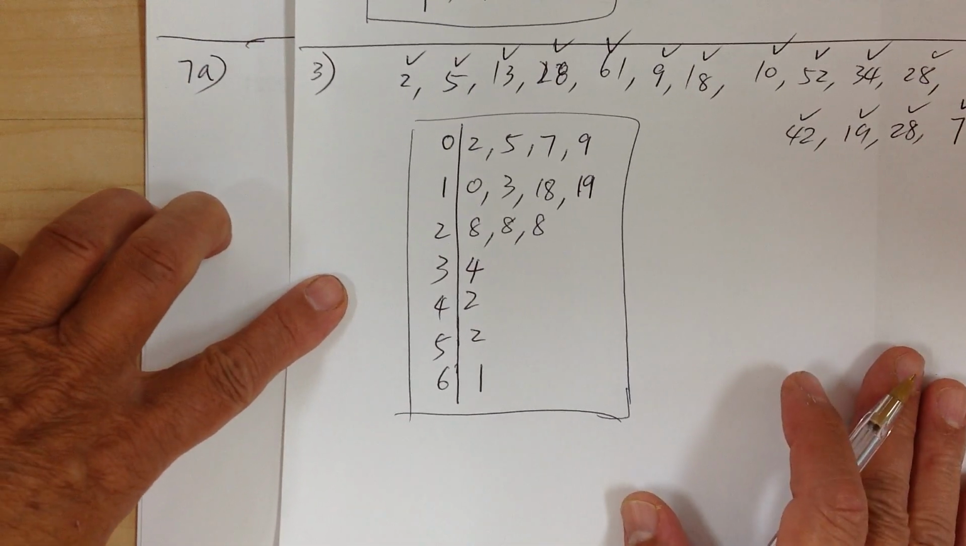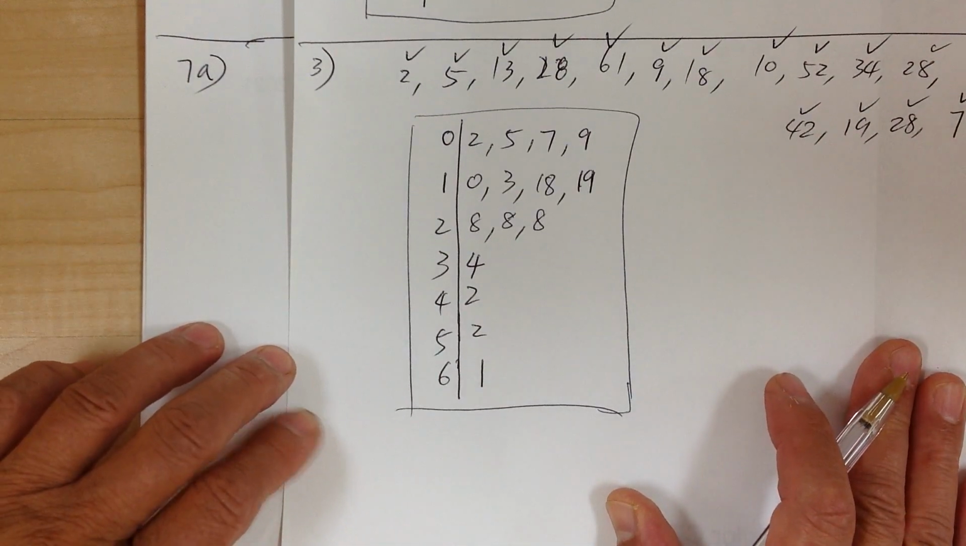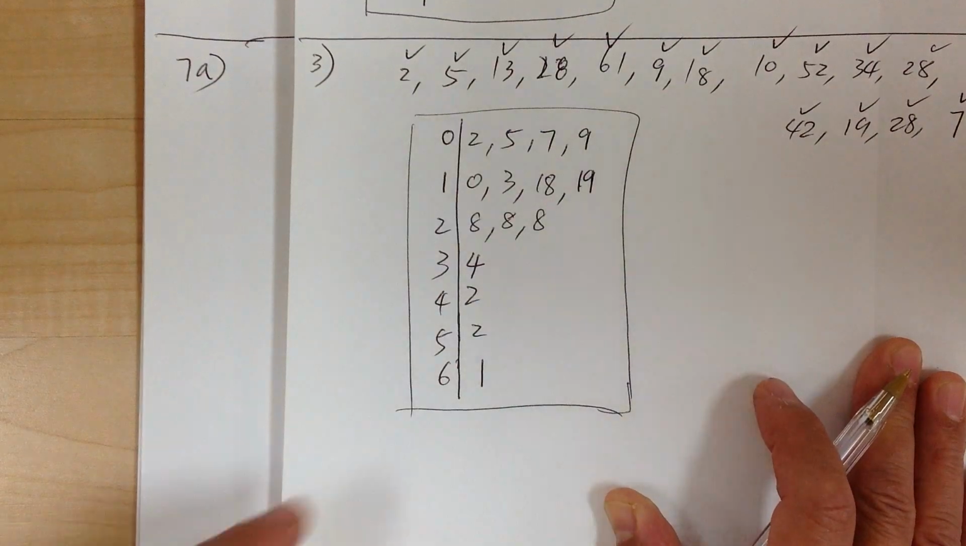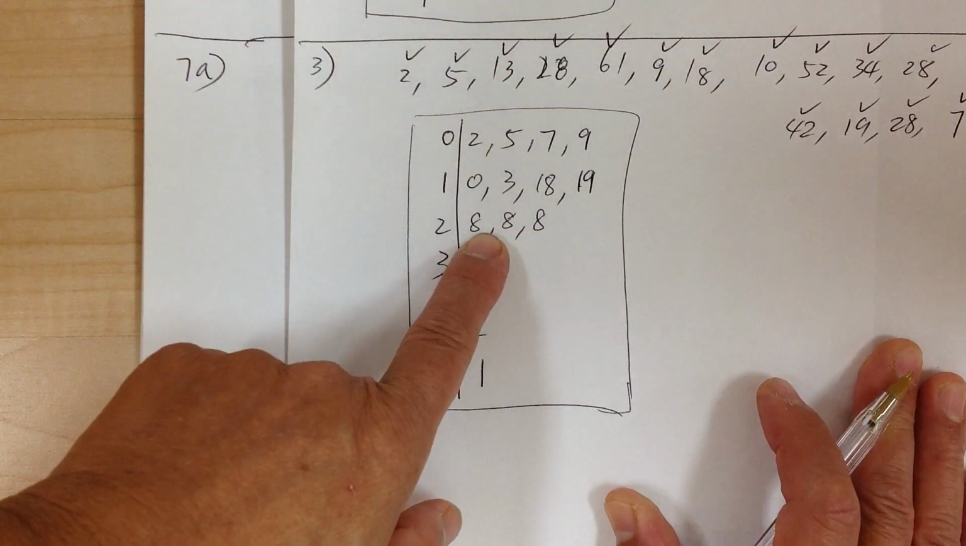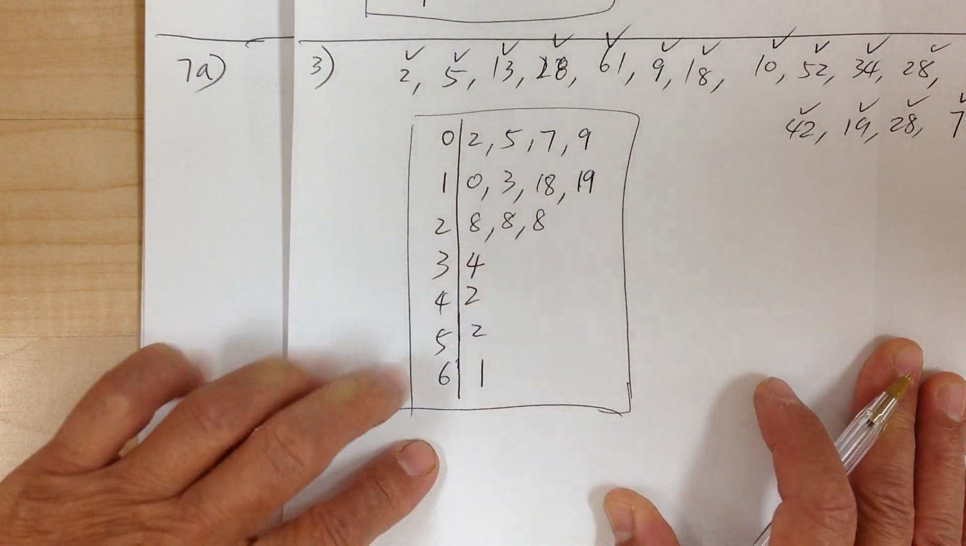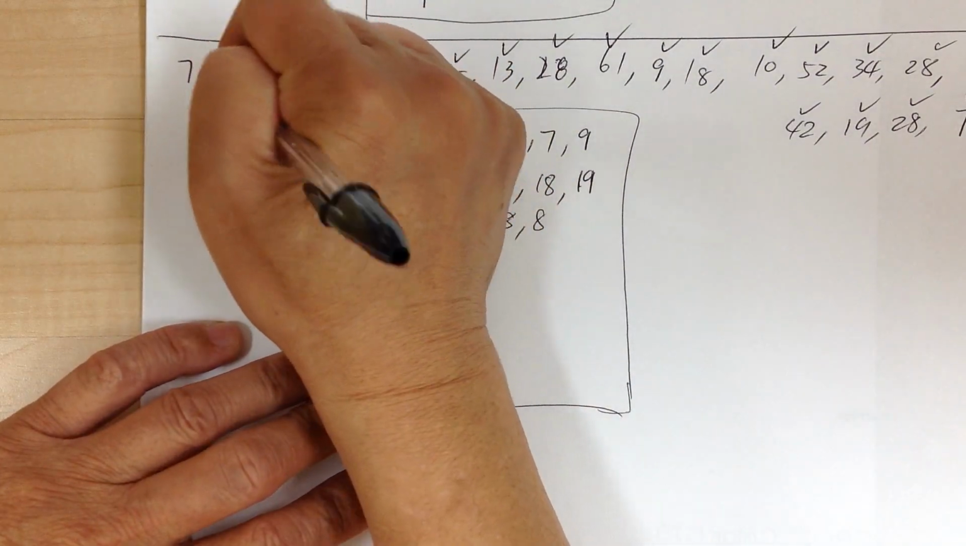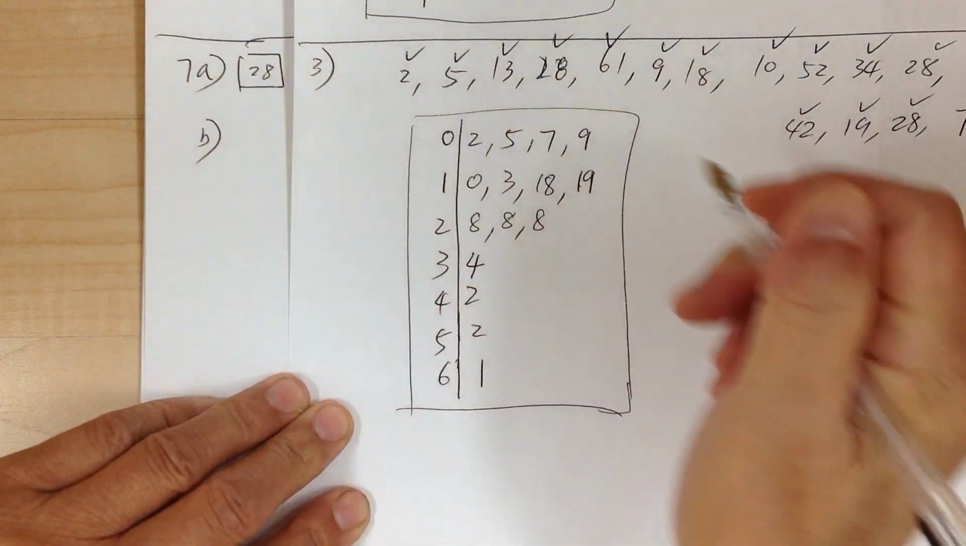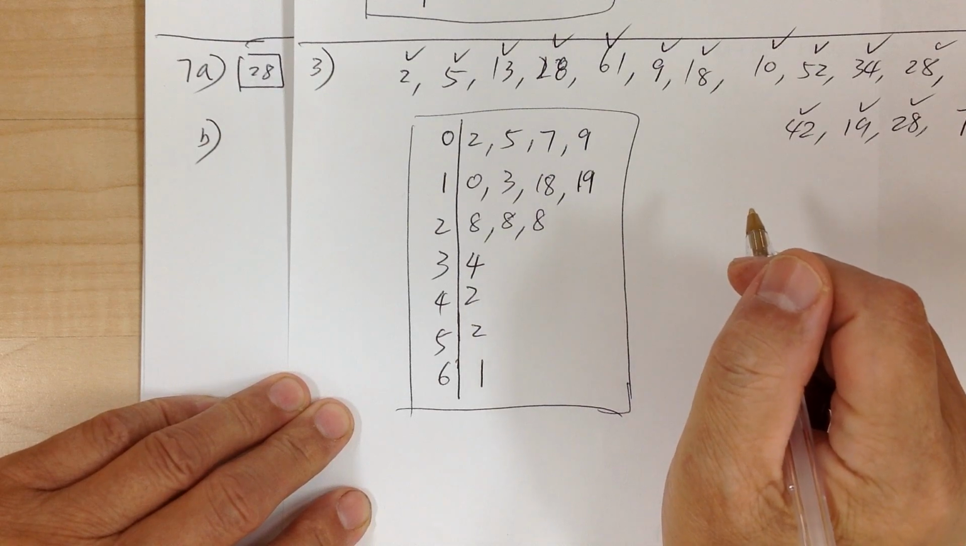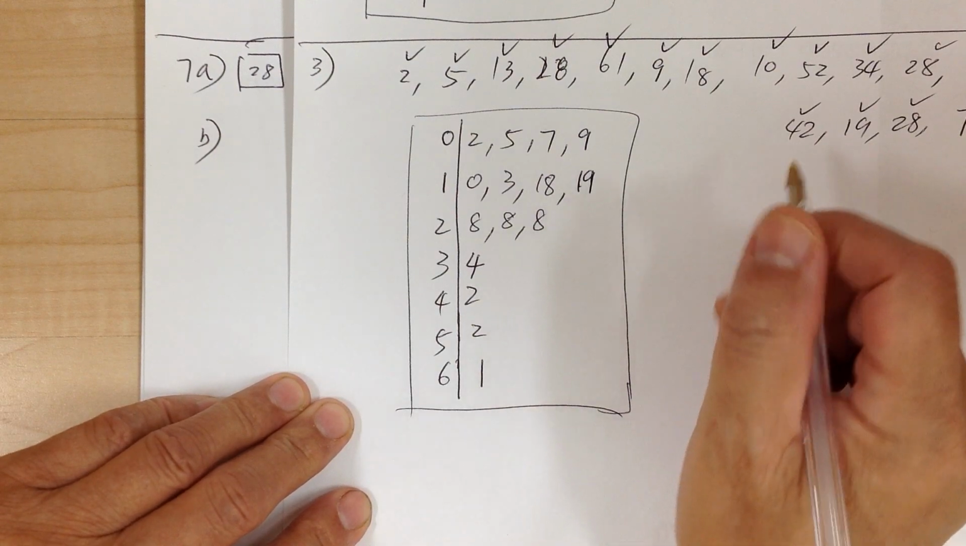Okay, so 7A, you're looking for the mode, the one that shows up most often. So 28 will be the mode because it shows up most often. Okay, so B, for B, you're looking for the median, the middle number.